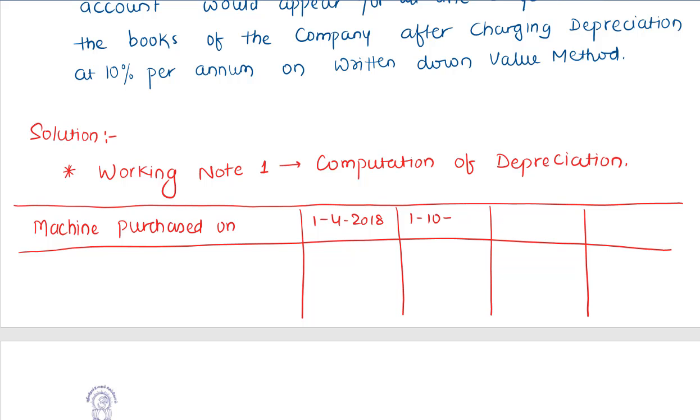Now 1st October 2018 another machine was purchased. 1st July 2019 machine purchased, and over here total in the last column.